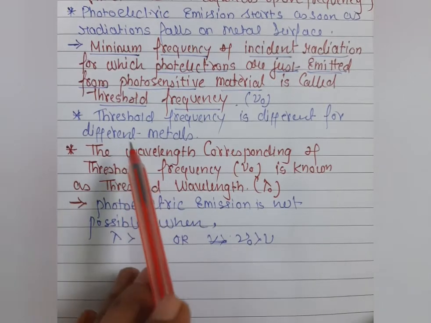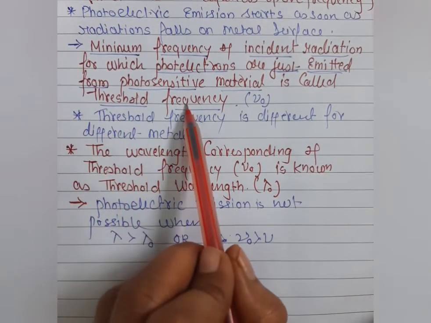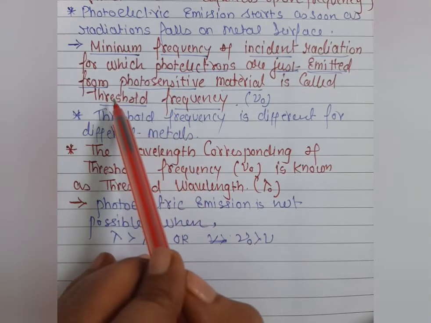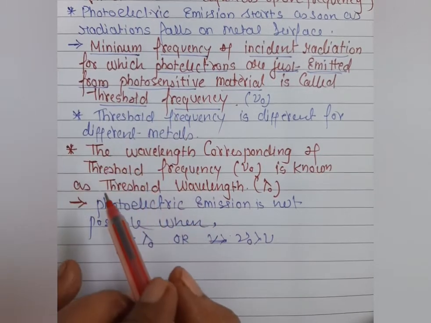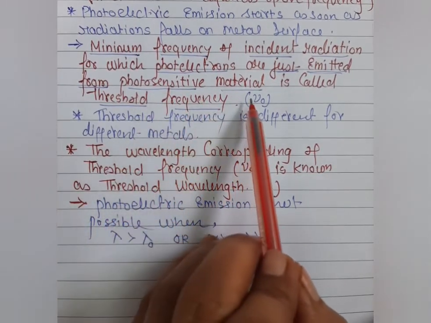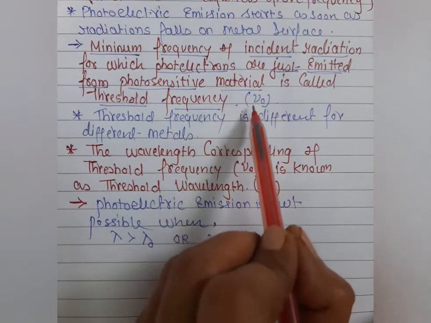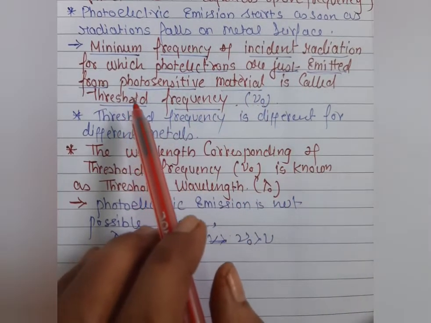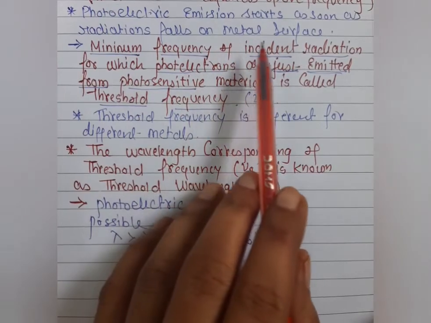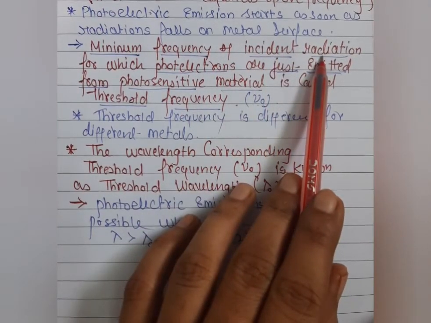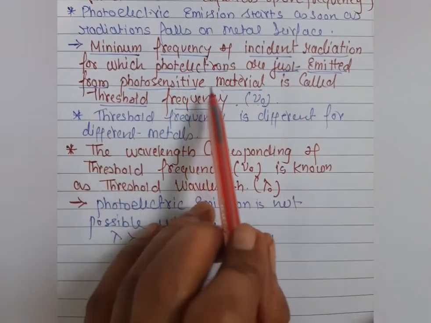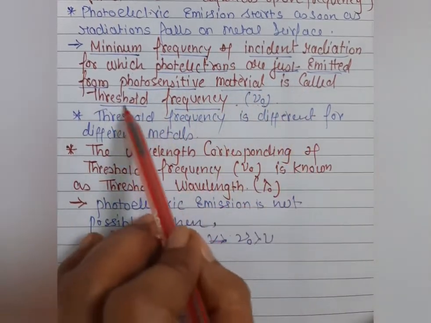First we have to understand the meaning of threshold frequency. As I told you, I will explain. So first we have to understand threshold frequency in the photoelectric effect. The threshold frequency is denoted by mu naught, that is a frequency sign, the minimum frequency. So let us understand what is threshold frequency. The minimum frequency of incident radiation for which photoelectrons are just emitted from the photosensitive material is called threshold frequency.